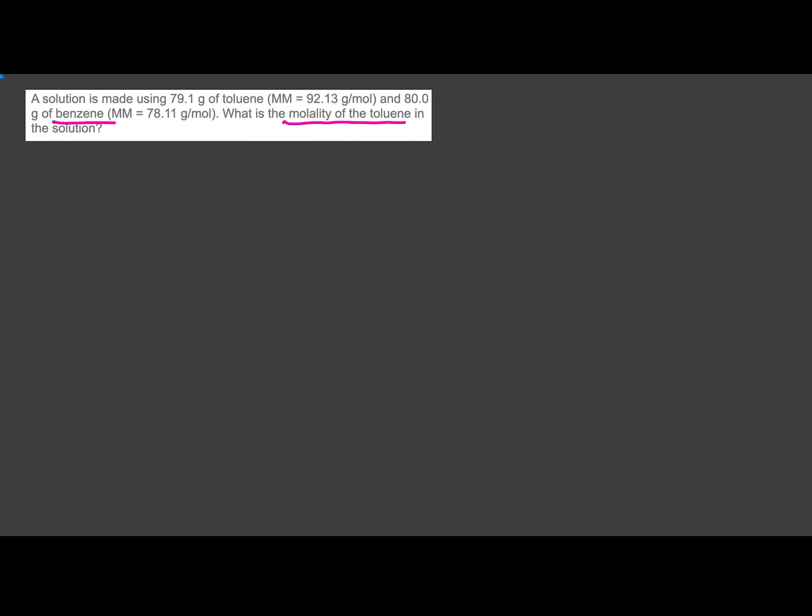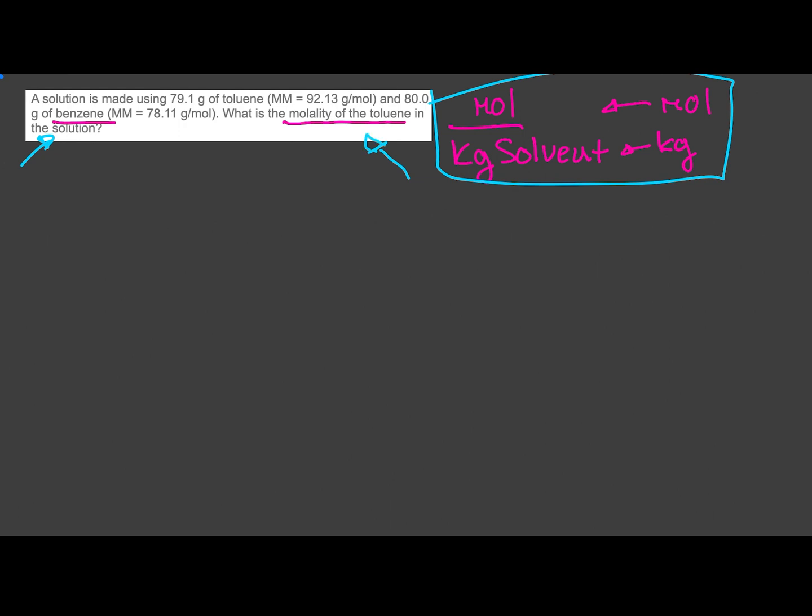So now that we know the difference, let's remember it's moles per kilogram of solvent. Remember, solvent is going to be in kilograms, and moles of solute is going to be in moles. Now that we know what is a solute and what is a solvent, we can start to calculate it out. First of all, we must convert toluene into moles because we're trying to make the mole on the top and the kilogram on the bottom. So let's convert this to moles.